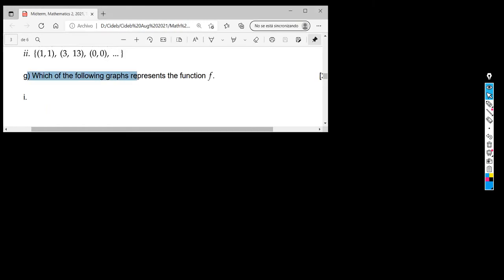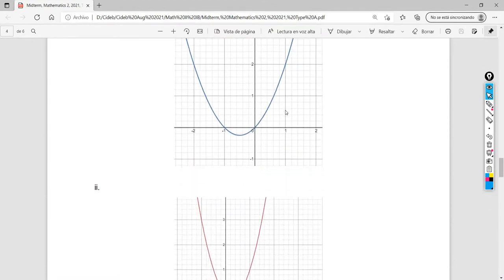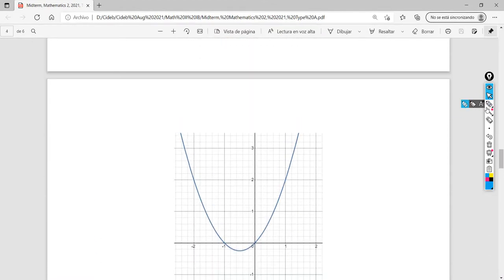And letter G, which of the following graphs represents the function f? All that you had to do here is take notice of some rather obvious points. For example, if you look at this graph, you have this point, which is clearly -1, 0. You have this other point, which is 0, 0. You have this other point, which is -1, -2. Remember, this is input, output, input, output, and just try them out.